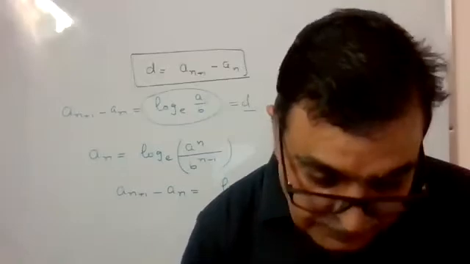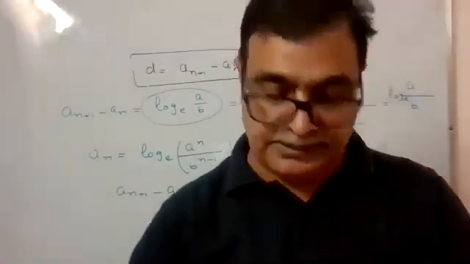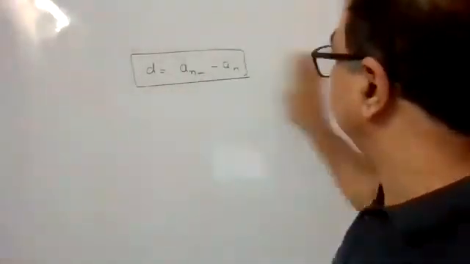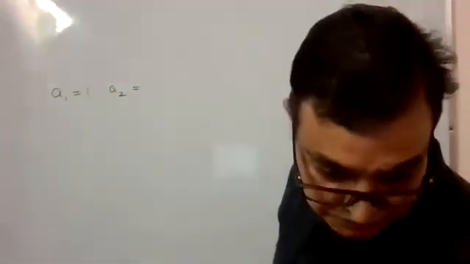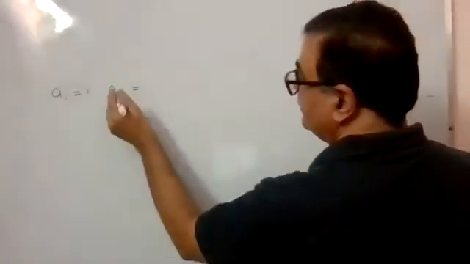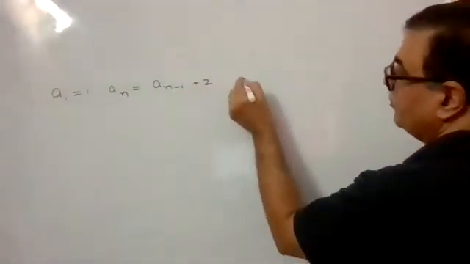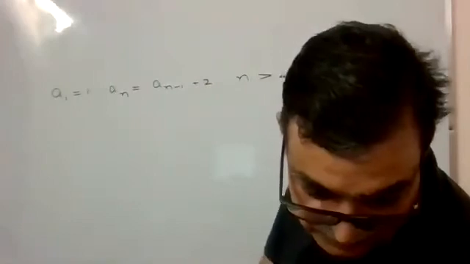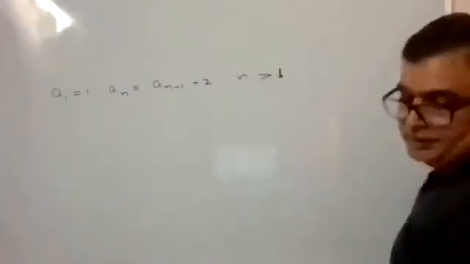Is it clear? Next question please. Write first 5 terms of the sequence where a1 is 1, an is an minus 1 plus 2, where n is greater than 1. My question is, write down what is sequence here.